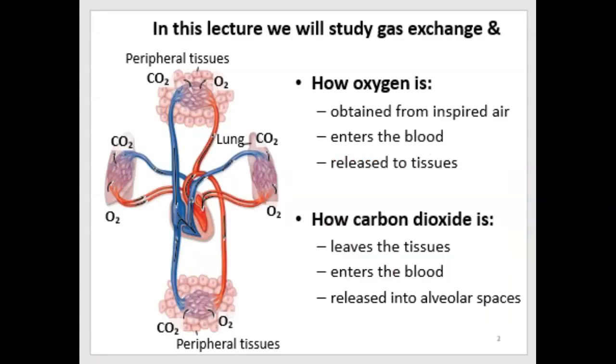So in this lecture, as we study gas exchange, we'll be looking at how oxygen is obtained from inspired air and enters the blood and then travels in the blood all the way to the peripheral tissues and then is released to the tissues. We'll also be looking at how carbon dioxide leaves the tissues, enters the blood, and then is released into the alveolar spaces for us to exhale. So both oxygen and carbon dioxide gas exchange.